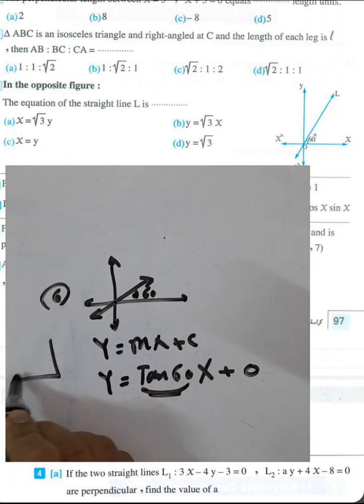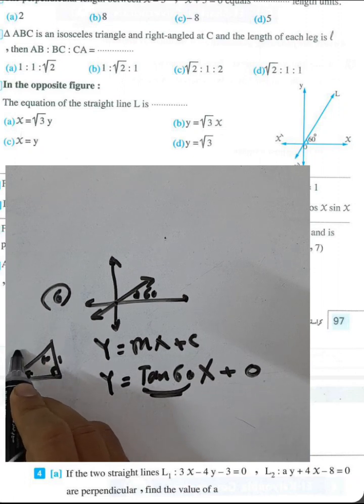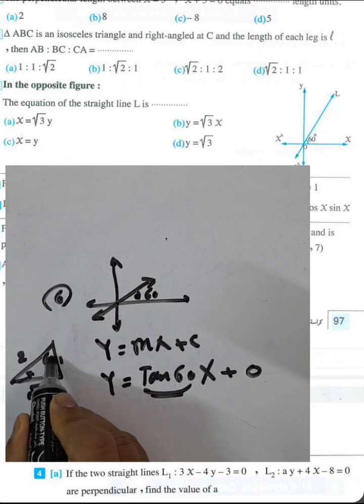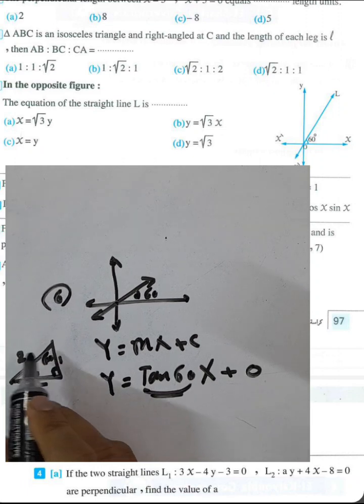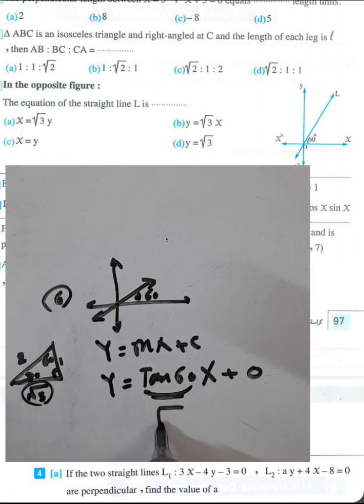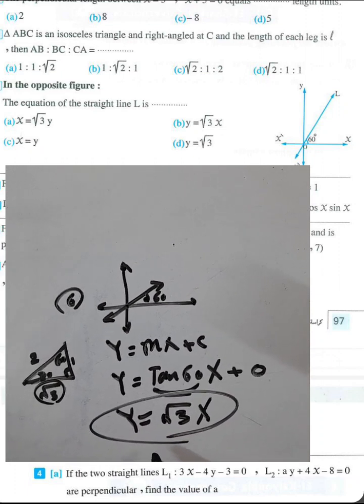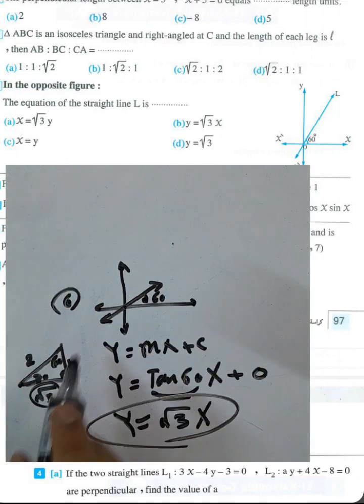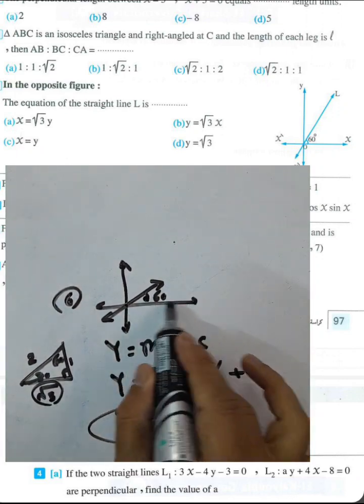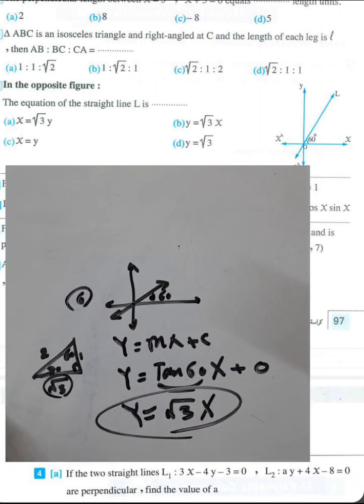Tan 60: we have a right angle triangle here, 30, 60, with sides 1, 2, and root 3. Then tan 60 will be root 3 over 1. It will be root 3 multiplied by x. The result will be y equals root 3 times x. It's the equation of a straight line passing through the origin and making 60 degrees with the x-axis. The result will be letter D. It shows letter B. Okay, letter B.